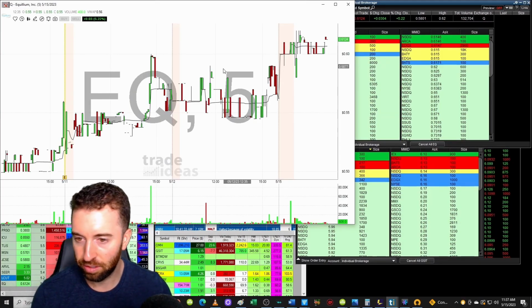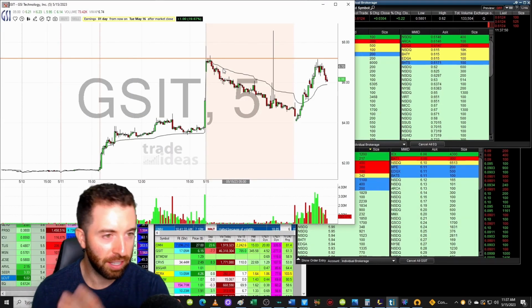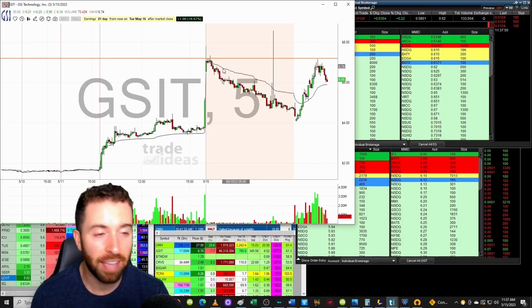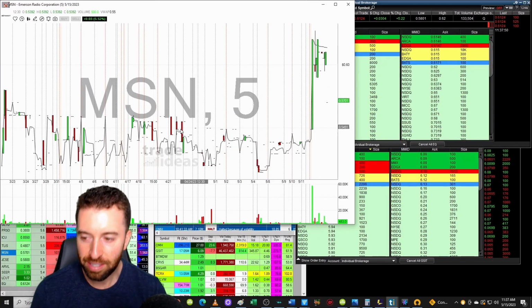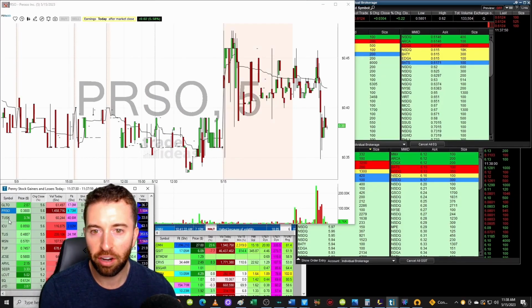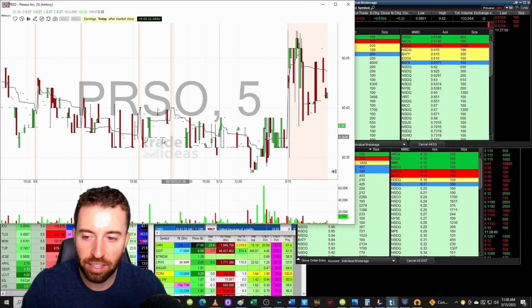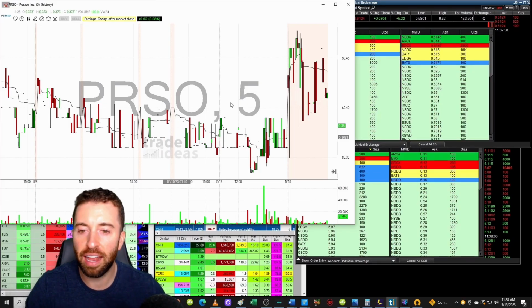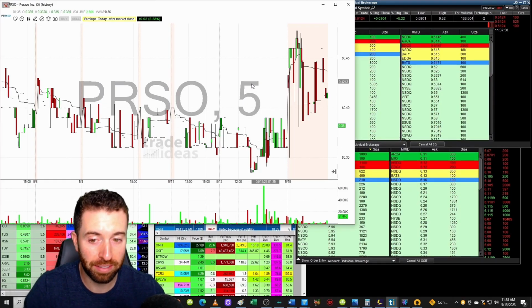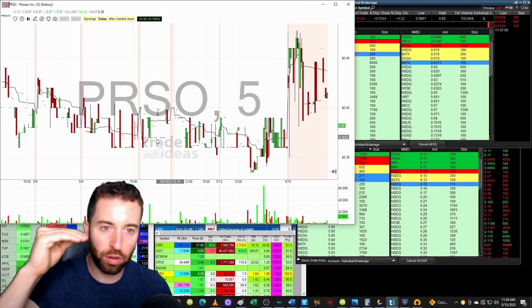These candles look a lot different than GSIT's candles, don't they? GSIT's candles are kind of like what we see in textbooks and charts. MSN, these candles don't look good. PRSO, these candles don't look good. When you see these little dash lines, that means that within this whole entire 5 minute period, there have been no orders whatsoever.